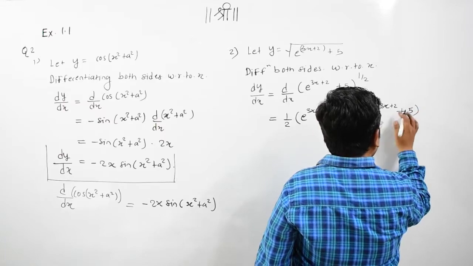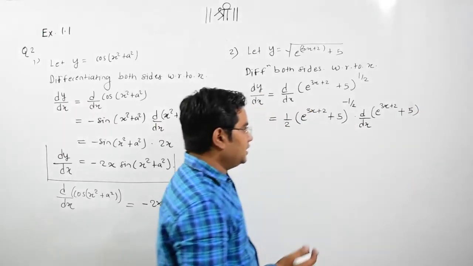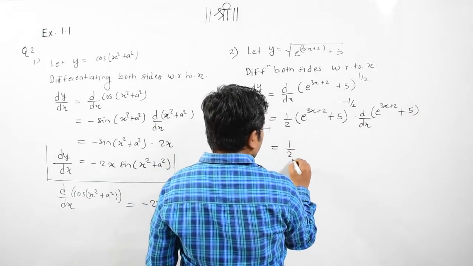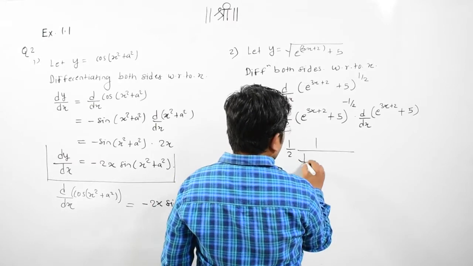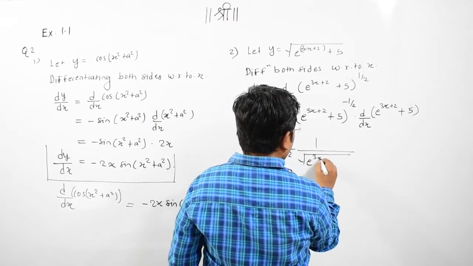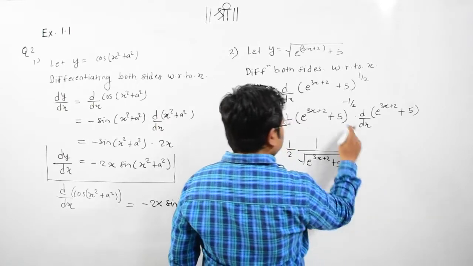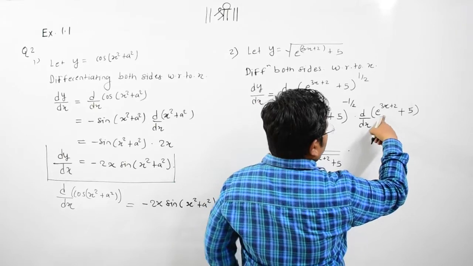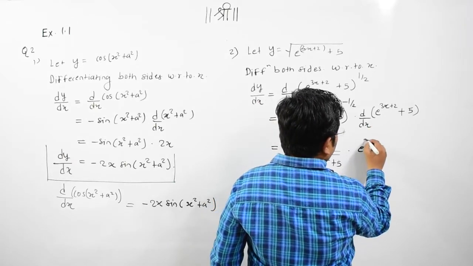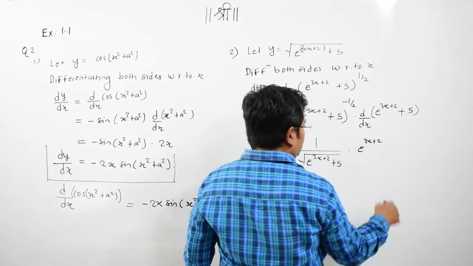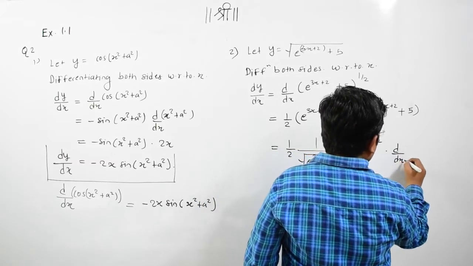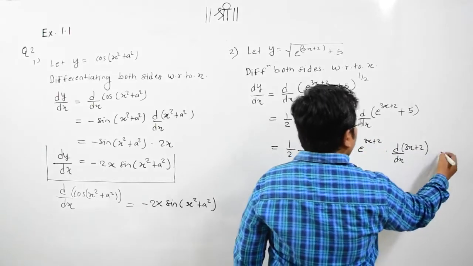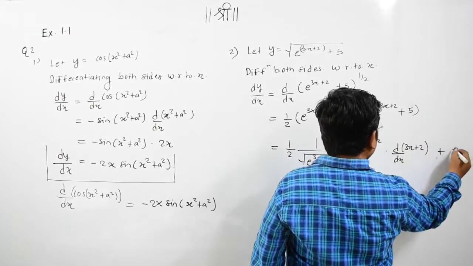Okay. Now, what should be our next step? We need to again differentiate this whole quantity. Now it is simple, but we need to look at it properly. So e raised to 3x plus 2 plus 5. Now, what is the derivative of this term, e raised to 3x plus 2? It is nothing but e raised to 3x plus 2 times d upon dx of 3x plus 2, plus the derivative of 5, which will be 0.